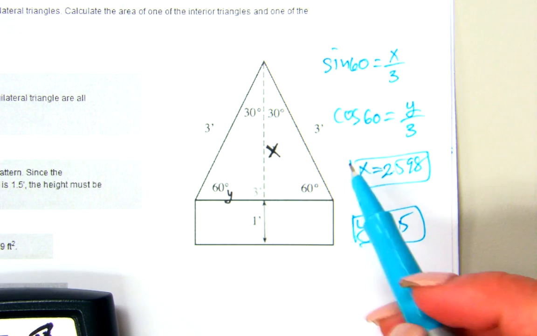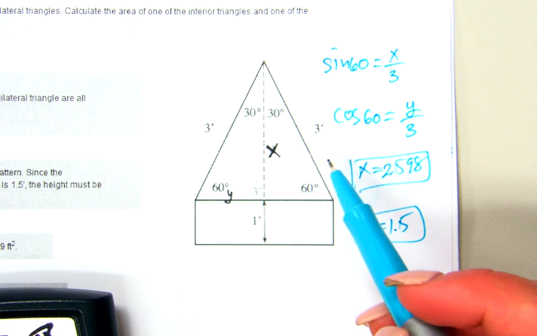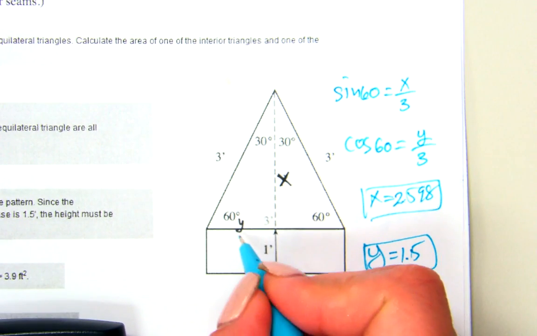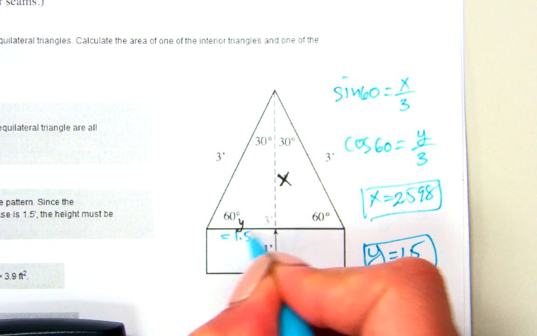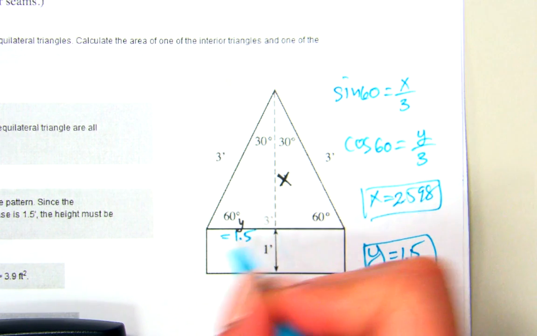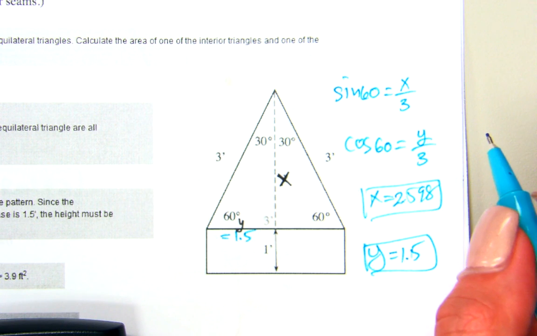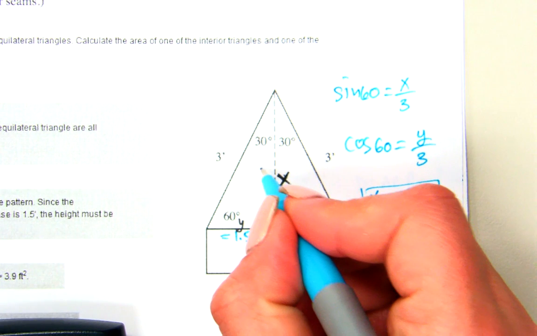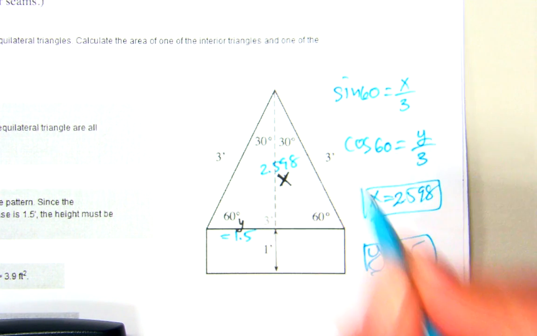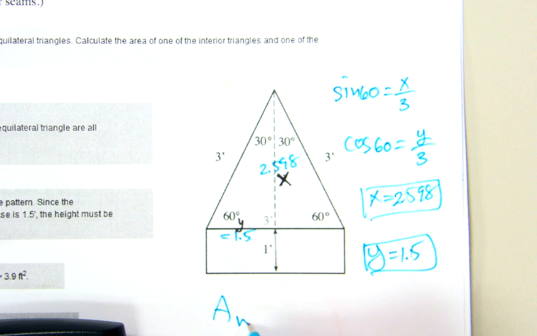Oh, yeah. Well, that should make sense since this is technically an equilateral triangle. I don't know why I didn't think of that. So this is 1.5 because it's technically half of 3. This length is 3. And then this is 2.598. So 2.598.